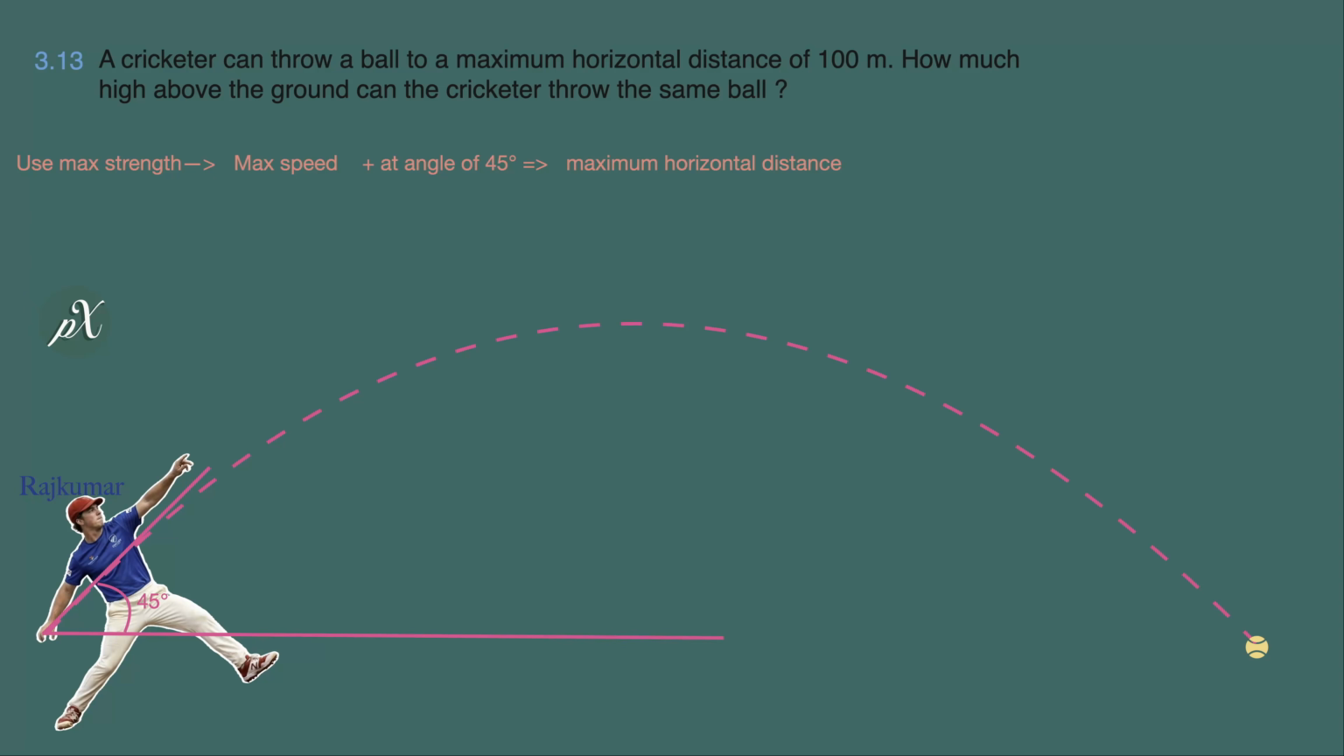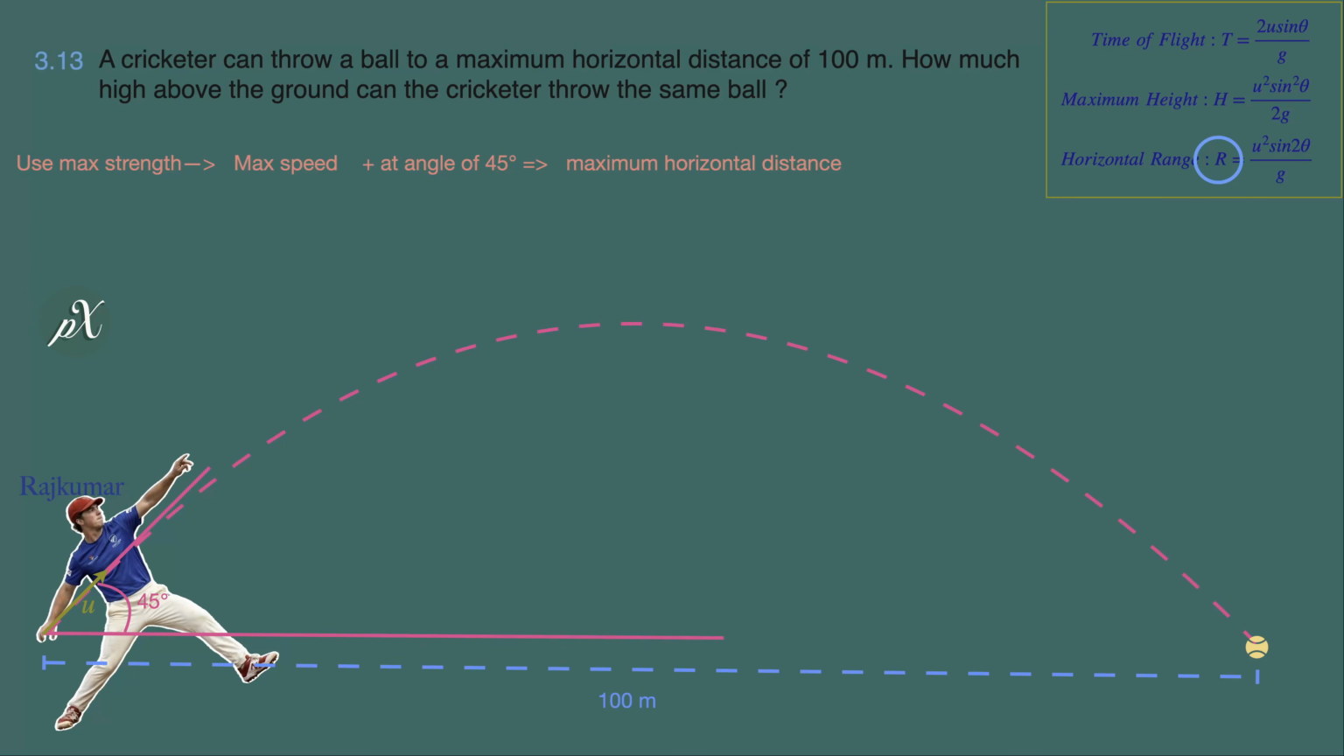Now, using these two pieces of information, let's calculate the maximum speed with which the cricketer throws the ball. Here are some important projectile motion formulas that you should always remember. Time of flight, maximum height, horizontal range. Now, ask yourself, which formula should we use here? Since the question gives us the maximum horizontal distance and we have figured out the angle of projection, the horizontal range formula is the correct choice. R equals u squared sine 2 theta divided by g.